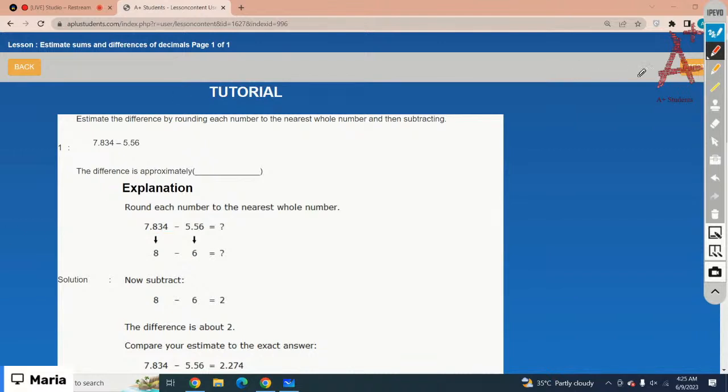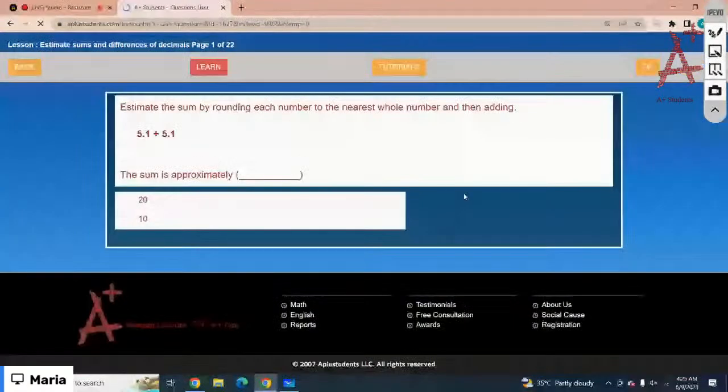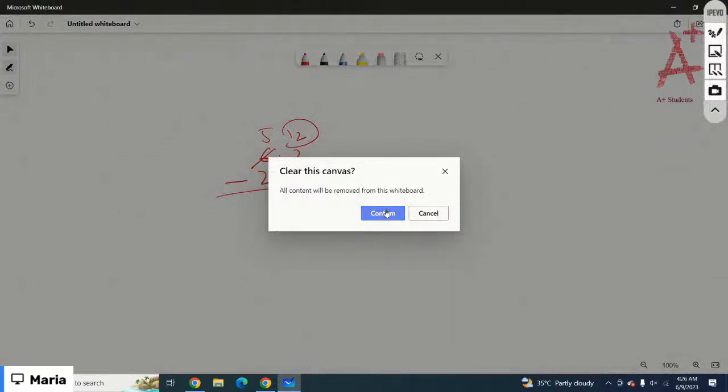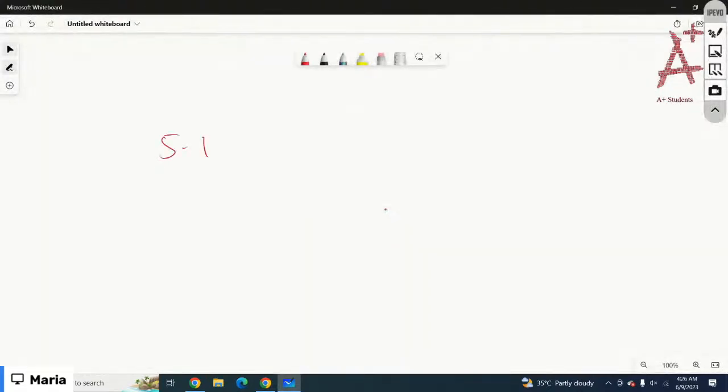Let's just start with the practice question. Okay, you have to add 5.1 plus 5.1. So first you have to round off both the numbers and then you have to add. You have 5.1 and 5.1. Just look at the very first number, 1. 1 is less than 5. That means you have to round to 5. So 5 plus 5 makes 10. The estimated answer is 10. Got it?